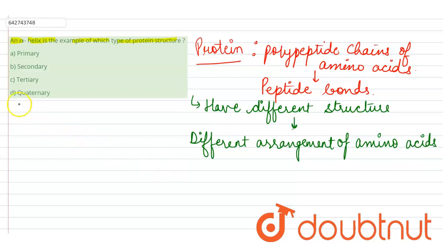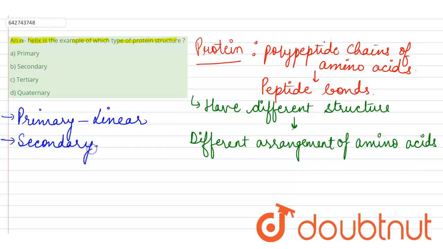On the basis of the arrangement of amino acids, proteins are classified as primary proteins, where linear chains are present. When these linear sequences of proteins get coiled over, it leads to the formation of secondary proteins. In secondary proteins, there are 2 types of secondary structures, which are alpha helix and beta pleated sheet.